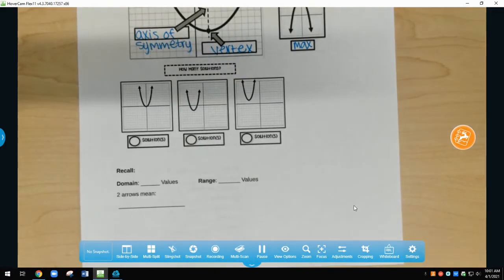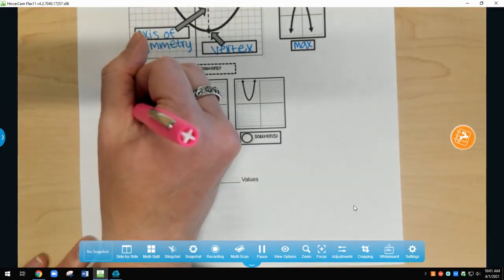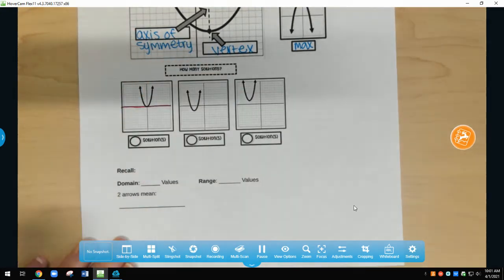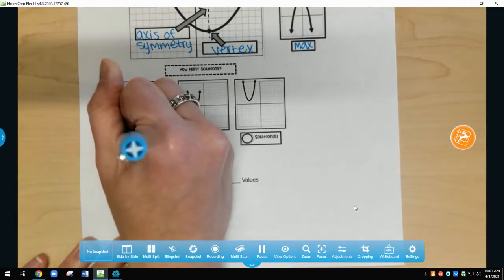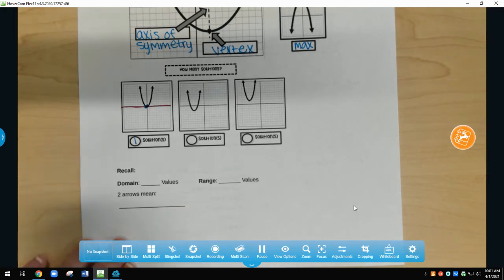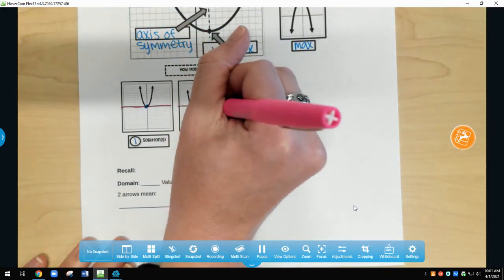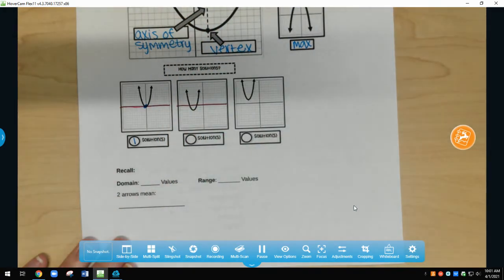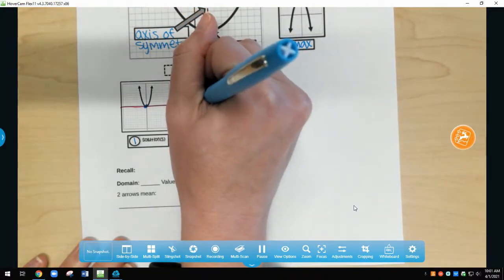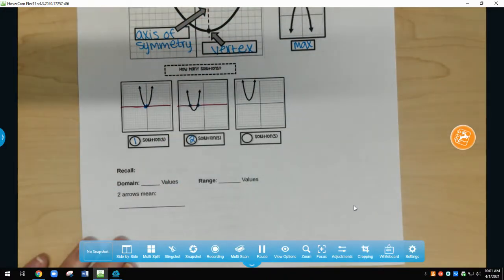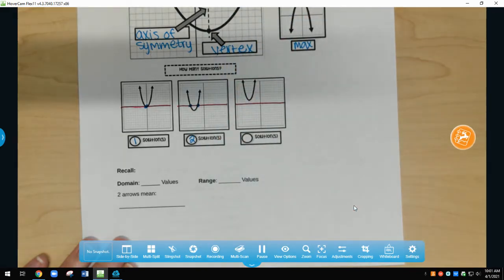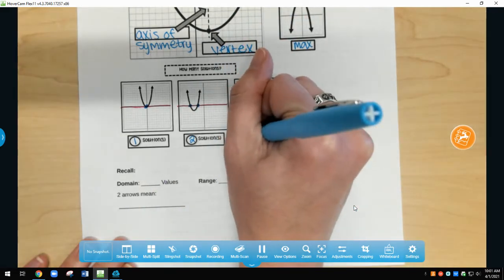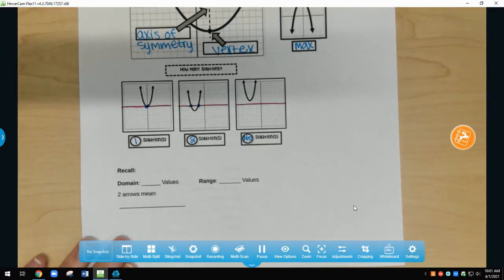Okay? So when we are dealing with quadratics, there's three different types of solutions we can have. We're looking at the x-axis, so if it touches one time and goes right back up, that's one solution. If it crosses twice, like in this case, that's two solutions. If it doesn't touch your x-axis at all, that is going to be no solutions.